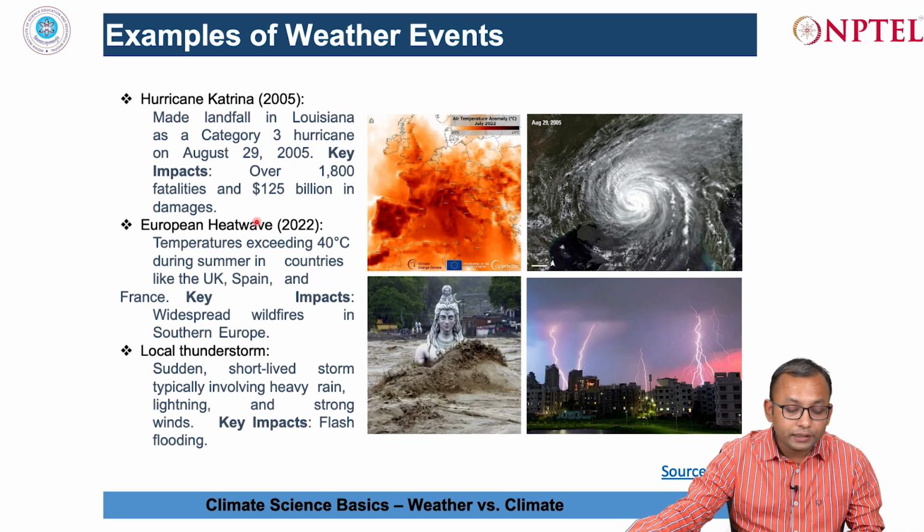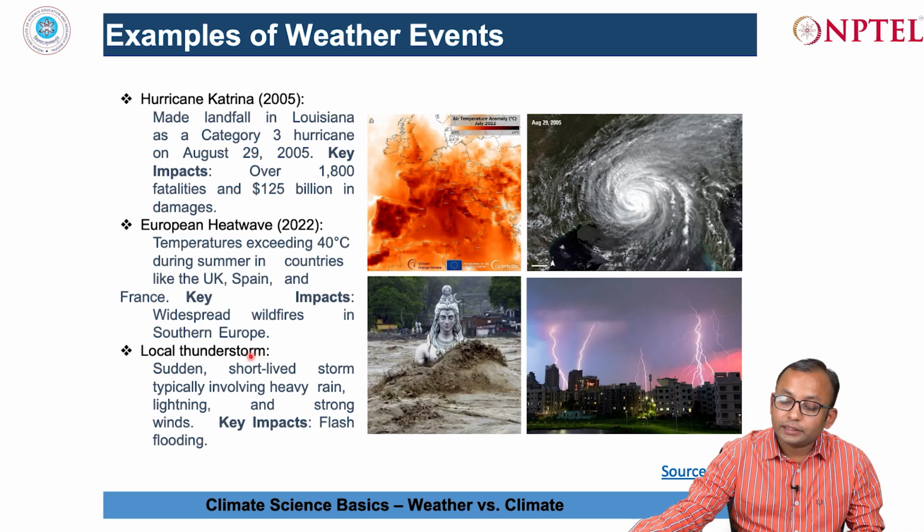For example, another example you can say is the European heat waves in 2022, where temperatures exceeded 40 degrees during summer in several higher latitude countries, for example the UK, Spain, and other European nations, France also. These events had a significant impact. They contributed to widespread wildfires in southern Europe, because of the increasing temperature and all.